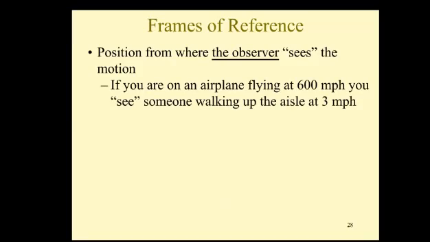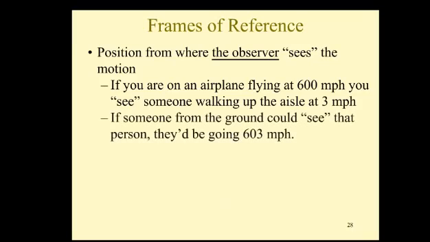For example, if you are on an airplane flying at 600 miles per hour and you see somebody walking up the aisle, they could be walking at 3 miles per hour. But if someone from the ground could see that person, they'd be going 603 miles per hour because the velocities in the same direction would add.